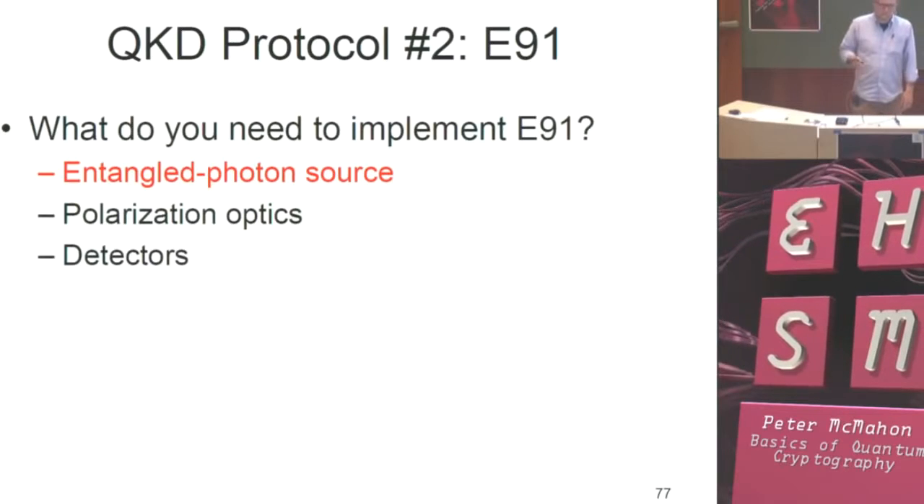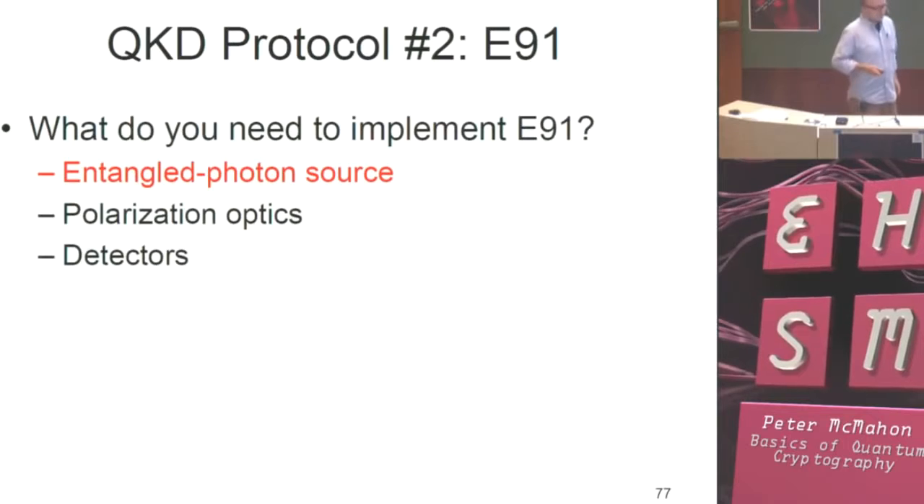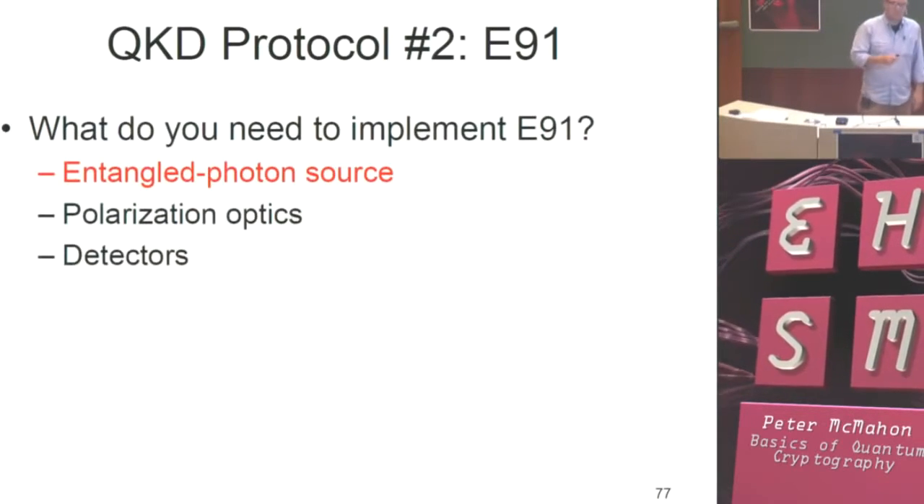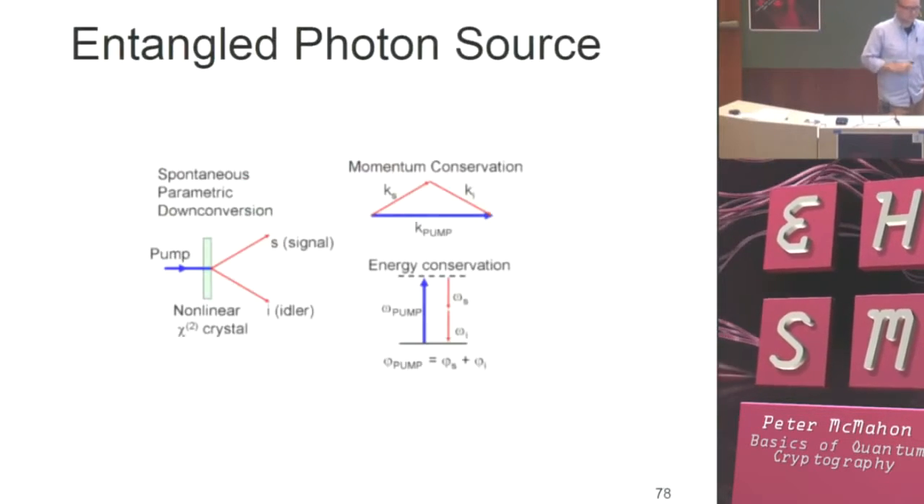So what do you need to be able to implement this kind of protocol? The main difference is that now somehow you need not just a single photon source, but you need an entangled photon source. You need to somehow have a way of making photons in this state here. And that's not an entirely trivial thing to do, but it turns out that people have developed ways of doing it, and I'll show you in the next couple of slides one of the ways that people have developed. You again need a bunch of polarization optics and detectors.